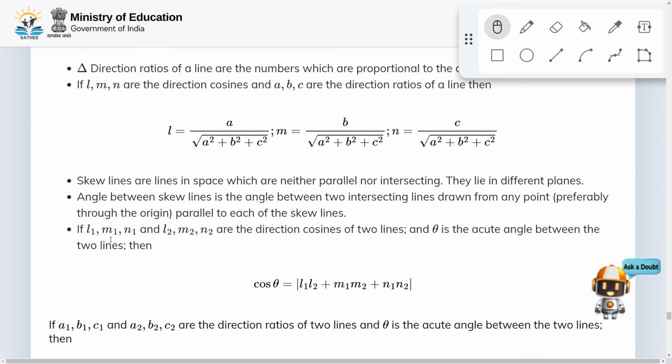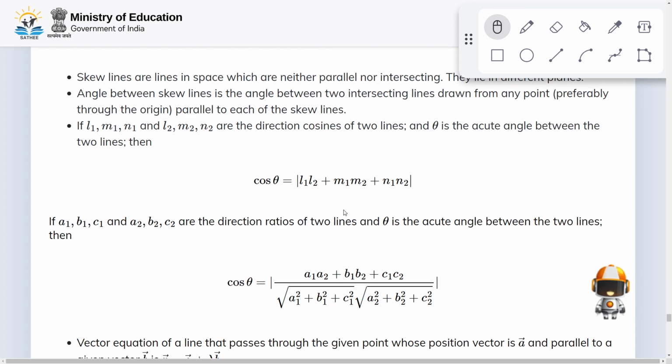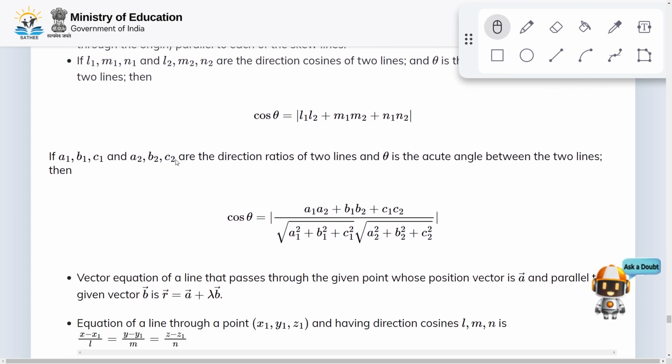If l1, m1, n1 and l2, m2, n2 are the direction cosines of two lines and theta is the acute angle between the two lines, then cos theta will be the absolute value of l1 l2 plus m1 m2 plus n1 n2. Now, if a1, b1, c1 and a2, b2, c2 are the direction ratios of the two given lines and theta is the acute angle, then cos theta will be a1 a2 plus b1 b2 plus c1 c2 divided by root a1 square plus b1 square plus c1 square multiplied with root a2 square plus b2 square plus c2 square.